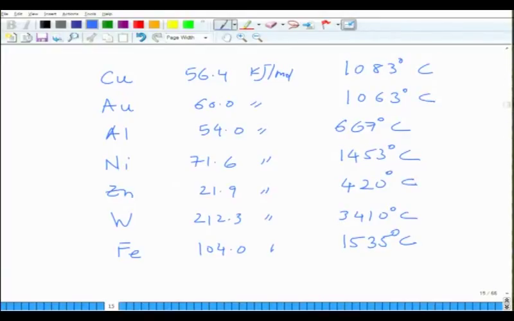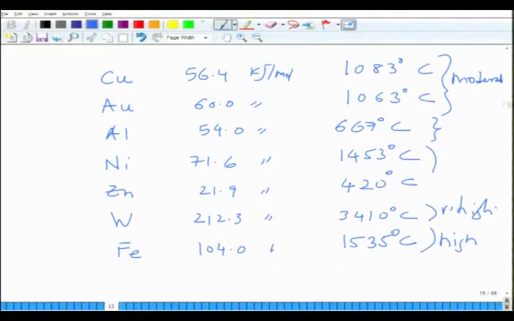So, you can see again the correlation. These are all moderate bond energy metals. The melting point is about 1000 or lower. Aluminum is on the slightly lower side, nickel and iron are on the higher side, and they have moderate melting points. Zinc is of course very low. So, this is moderate, this is high, this is very high.